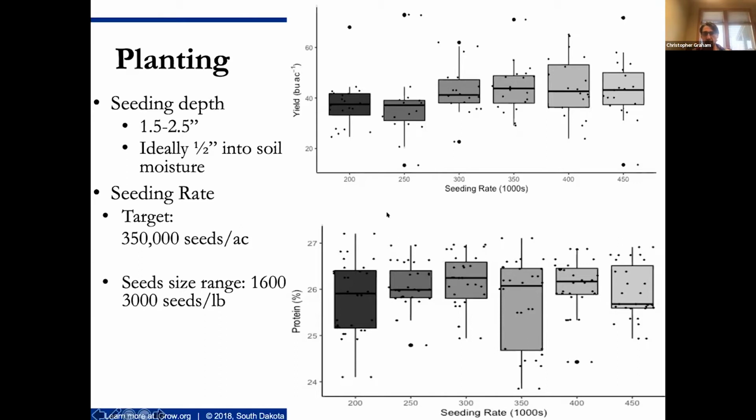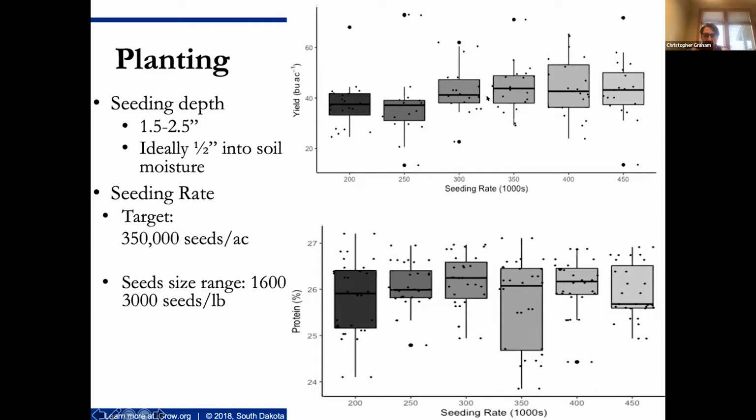These two graphs that I'm showing here, we've done a lot of work on seeding rates for these peas. You can see on the left-hand axis here, this is the yield, and this is the seeding rate in thousands, so 200,000, 250,000, all the way up to 450,000. And typically, when I say 350,000, this is where that number comes from. It increases and starts to plateau up here around 350,000.